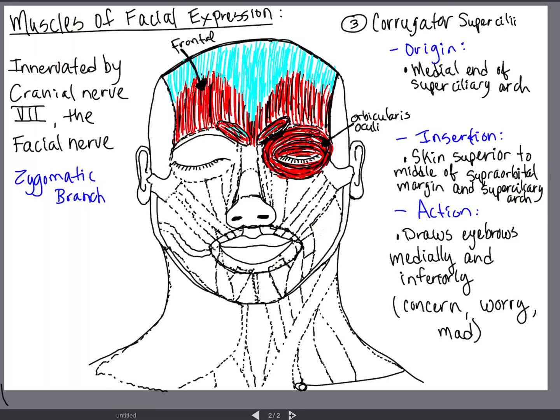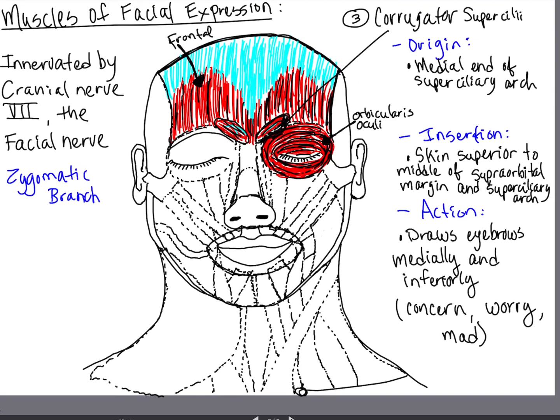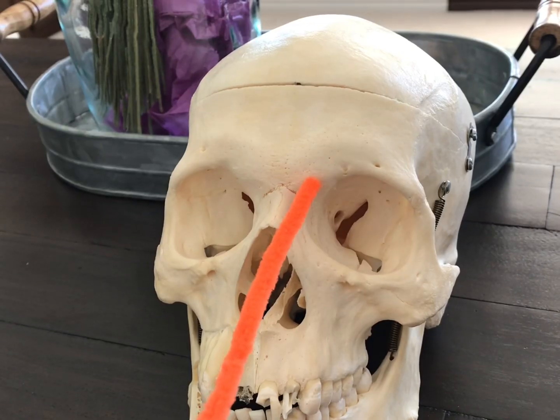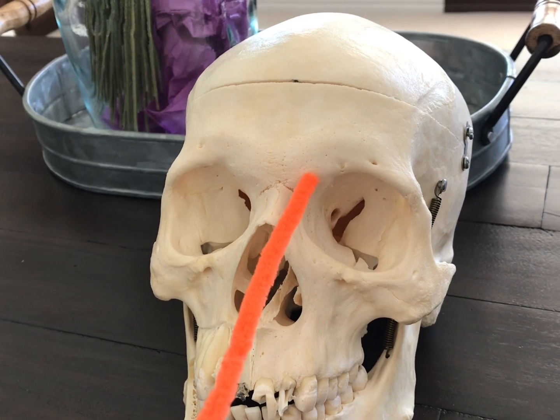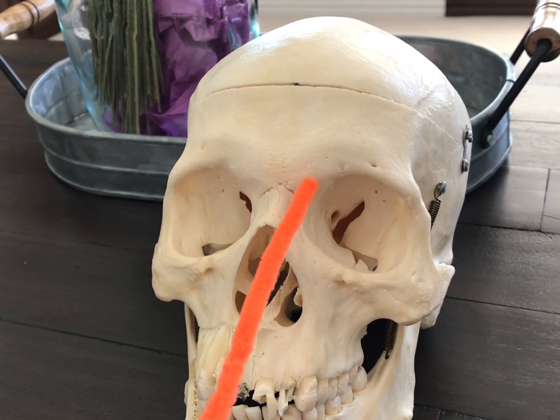The third muscle is the Corrugator Supercilii, which is this muscle that's right here. The origin is at the medial end of the superciliary arch. The insertion is the skin superior to the middle of the supraorbital margin and the superciliary arch. And the main action is to draw the eyebrows medially and inferiorly, creating vertical wrinkles above the nose, demonstrating concern or worry, and also when the person is mad. Medial end of superciliary arch. Origin for the Corrugator Supercilii.